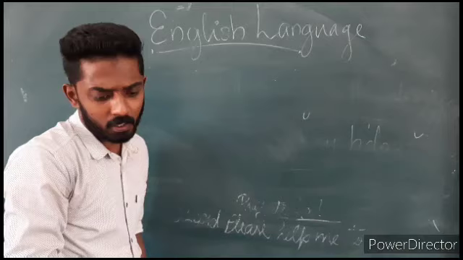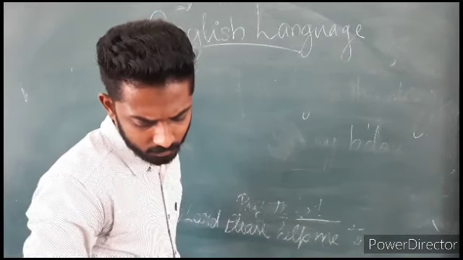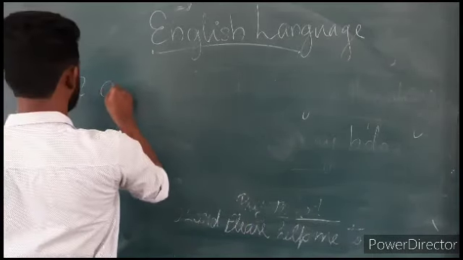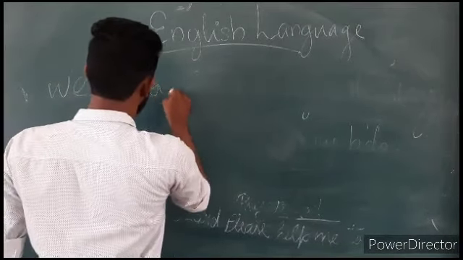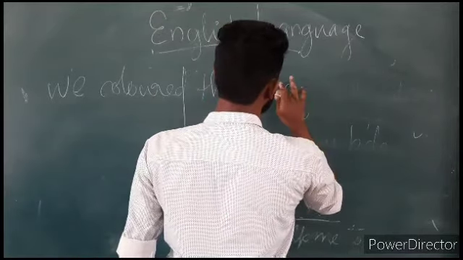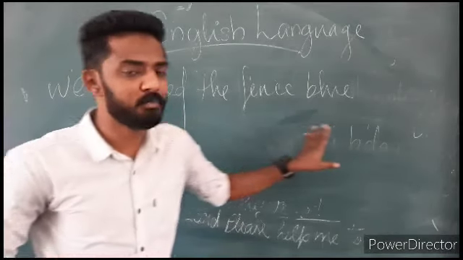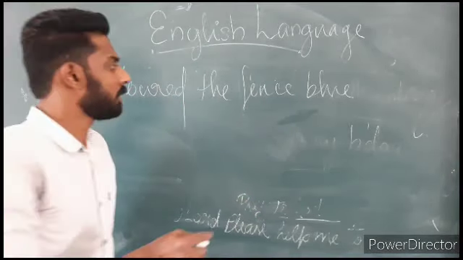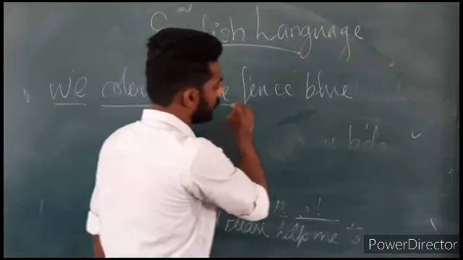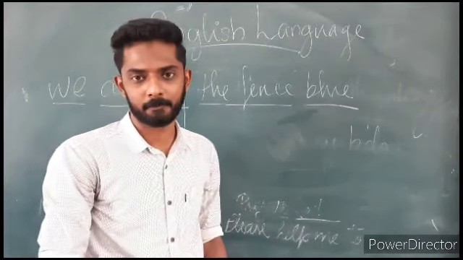So here, we colored the fence blue. We colored the fence blue. Here, this is the subject, this is the verb, and this is the object. And what is this one? This is called a complement.